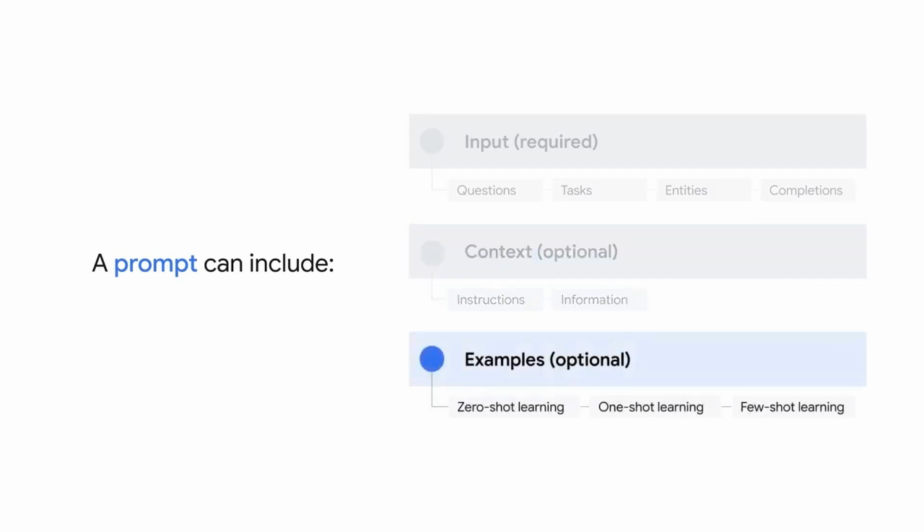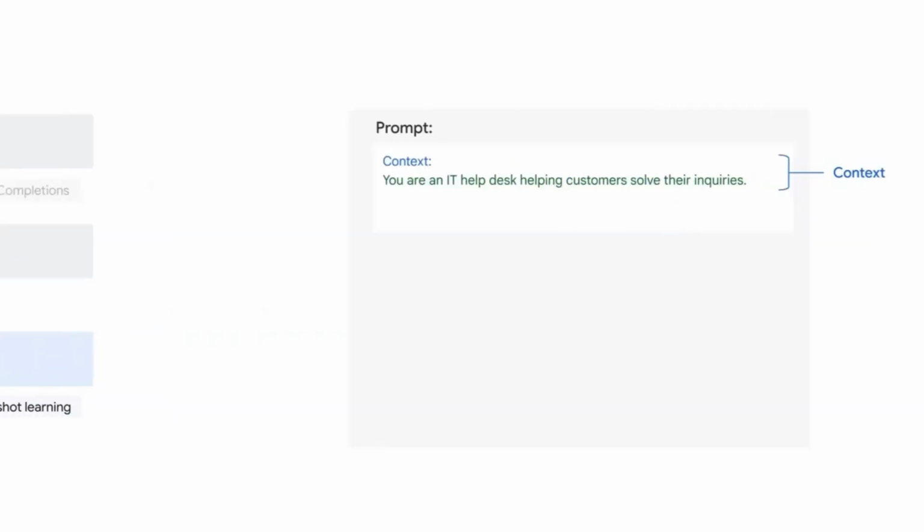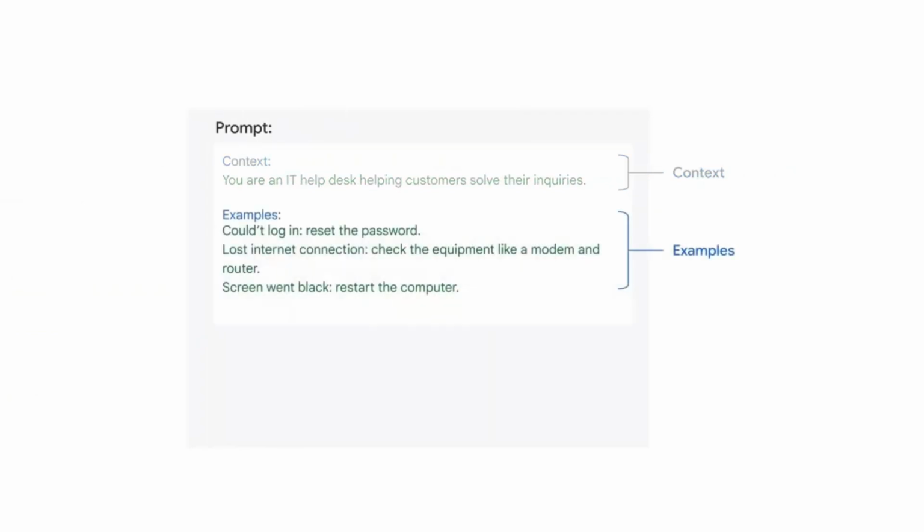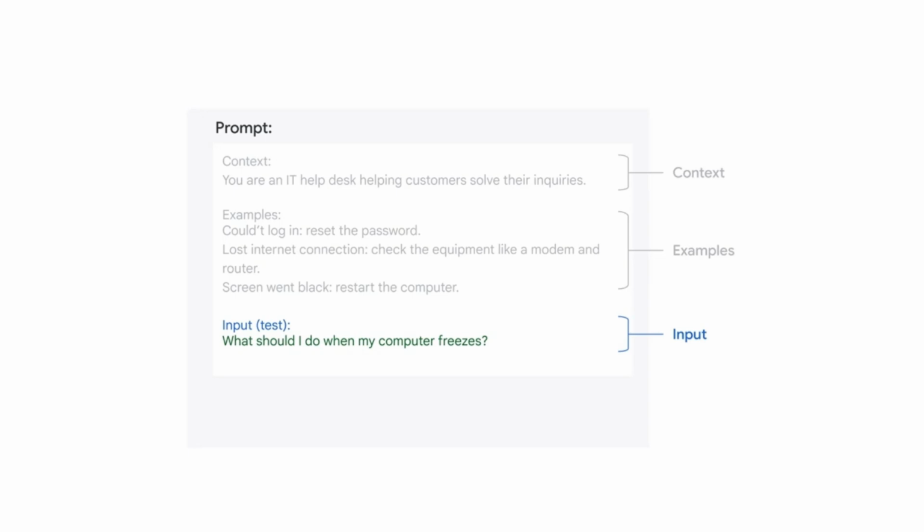Examples, optional. Examples are pairs of inputs and outputs that demonstrate the desired response format to the model. Incorporating examples in the prompt is an effective technique for tailoring the response format. For example, you can establish the context and assume the role of an IT help desk, and then you provide a few examples. This is called few-shot prompting. Couldn't log in? Suggest a password reset. Lost internet connection? Suggest checking devices like a modem or a router. Screen went black? Suggest restarting the computer. Subsequently, when the question becomes, "What should I do when my computer freezes?" the model may suggest restarting the computer.